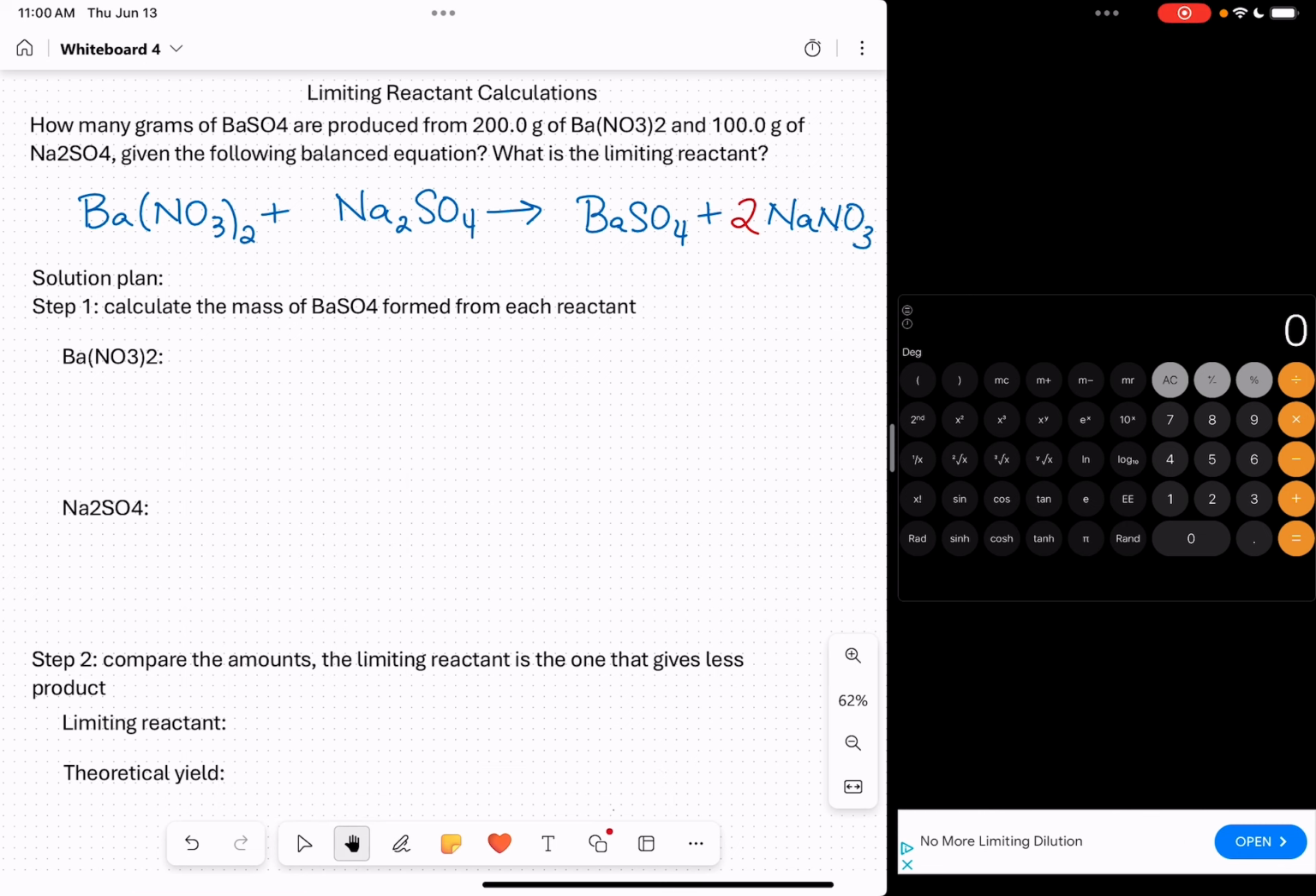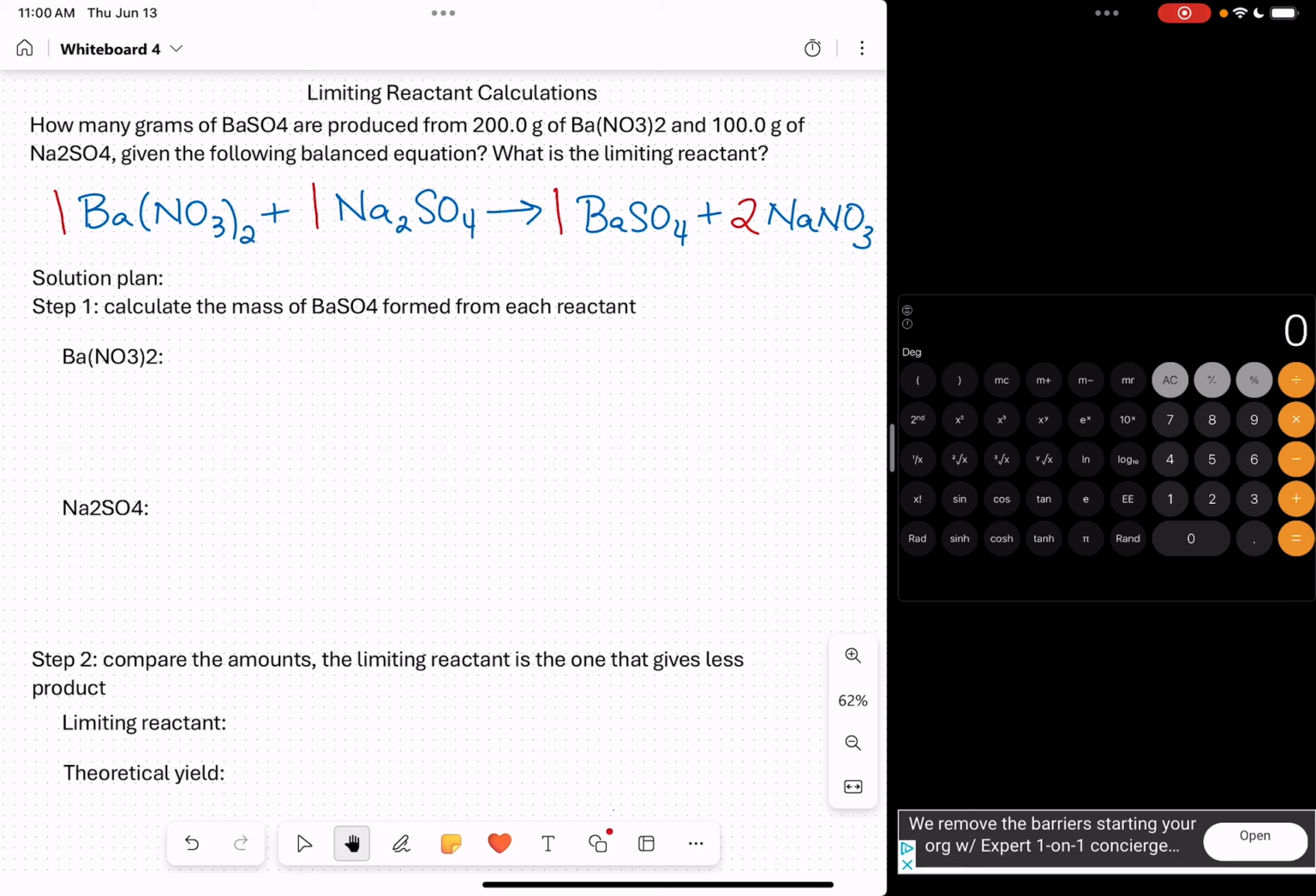Before we get going here, let's make sure to fill in the coefficients that are not shown. So 1 mole of barium nitrate reacts with 1 mole of sodium sulfate to give 1 mole of barium sulfate and 2 moles of sodium nitrate.